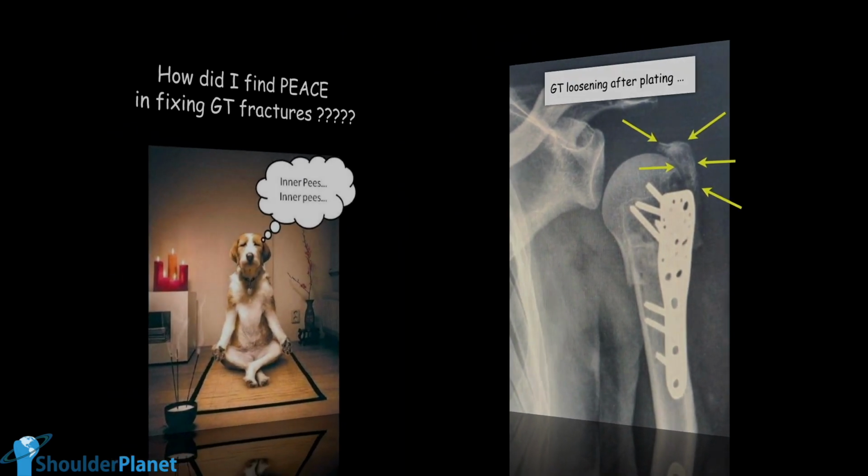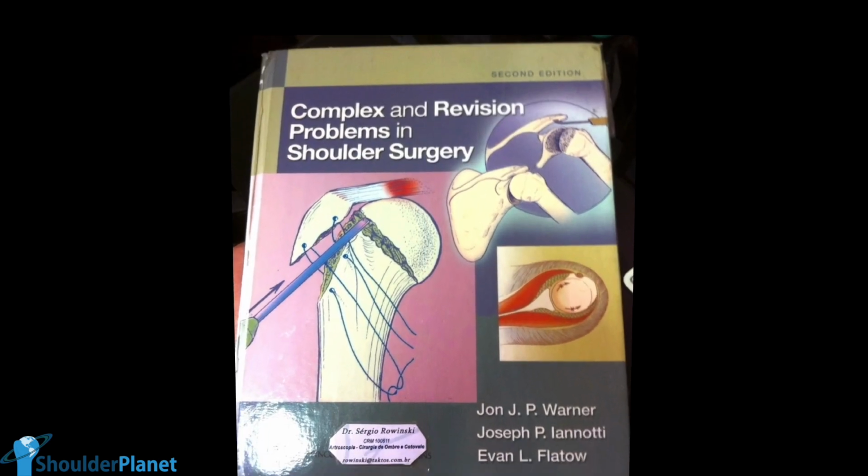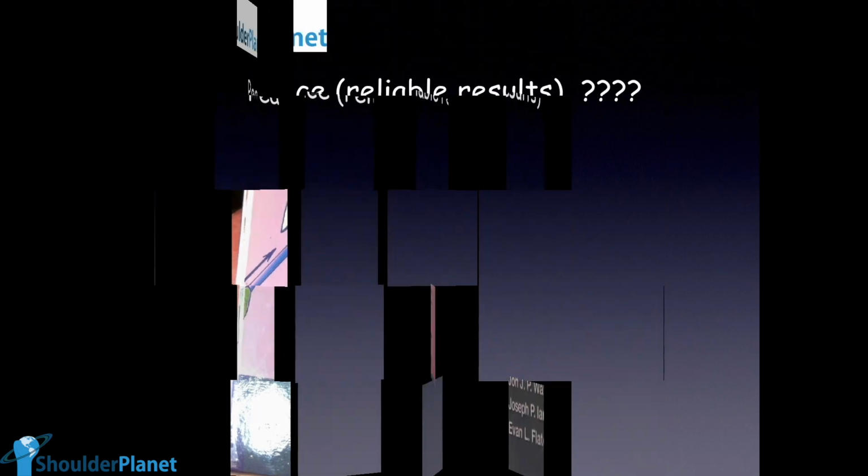So the thing is, how have I, Dr. Sérgio Rowinski from Show the Planet, found peace in fixing these problems? Well, the best answers that I could find in my life are in this book, which is a very important book in our specialty, Complex and Revision Problems in Shoulder Surgery. And the answer is so simple and so important that it's designed literally on the cover, which is Trans-Osseous Sutures.